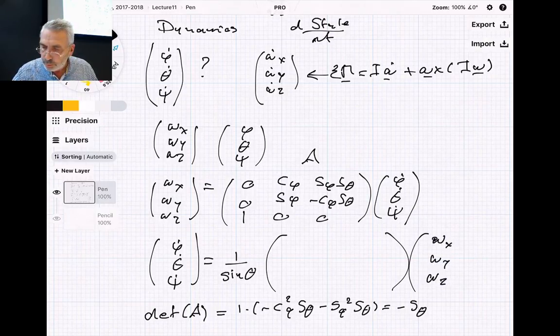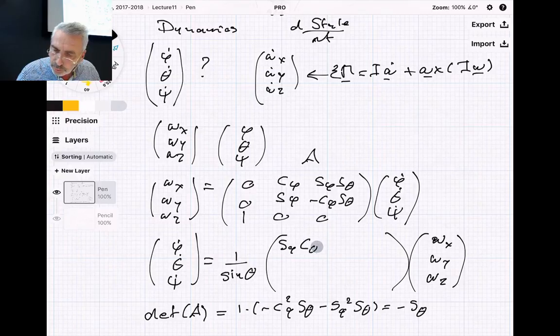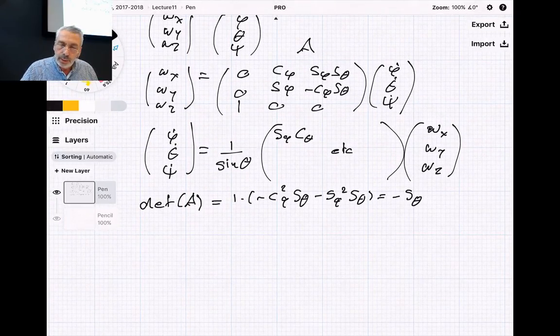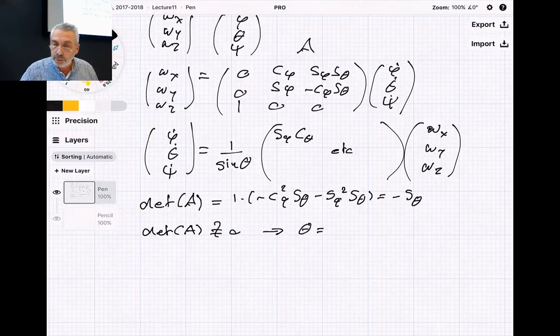I don't know them by heart, but I can look at my paper, and here you have sine phi, cosine theta, etc. So just regular entries, not so interesting. But the important part is, of course, that we see that this determinant can be zero. So can the determinant of A be zero? Yes, when theta is zero plus or minus k pi. So there is a singularity in trying to derive the time derivatives of the Euler angles. Given the attitude of the body and the angular velocities, there are some configurations where you just cannot calculate that.